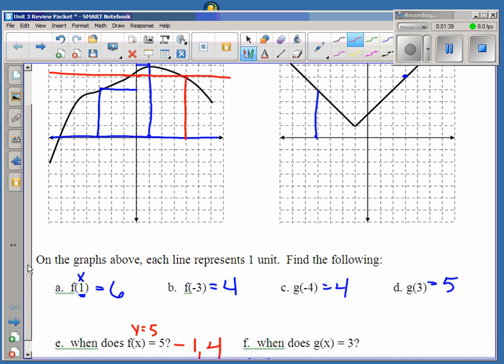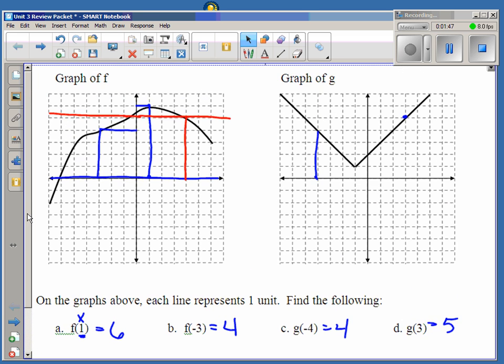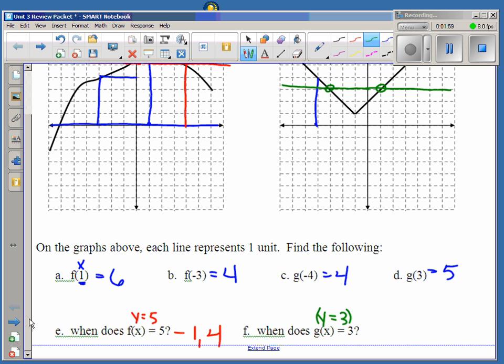The last one says, when does g of x equal 3? So I go on the g of x graph, and we really mean that y is 3. So I go on the y-axis at 3. 1, 2, 3. I draw my line in. It hits our graph 2 times, and those two values are 1 and negative 3. So I get two answers.